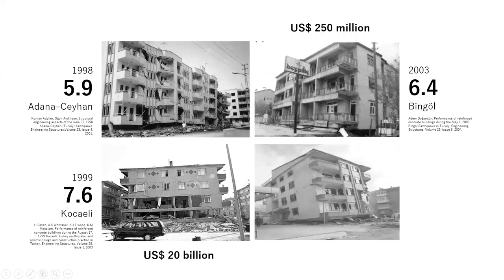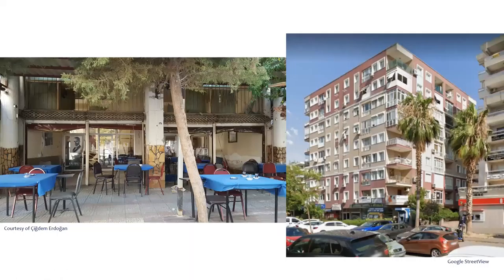Here I'm showing you different earthquakes with different magnitudes. And in all of them, the soft story was present. It's an overwhelming damage mechanism that happened over and over again.